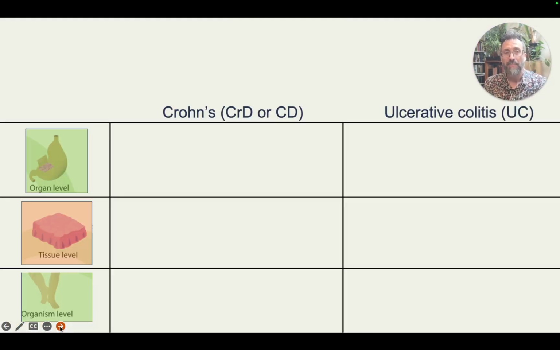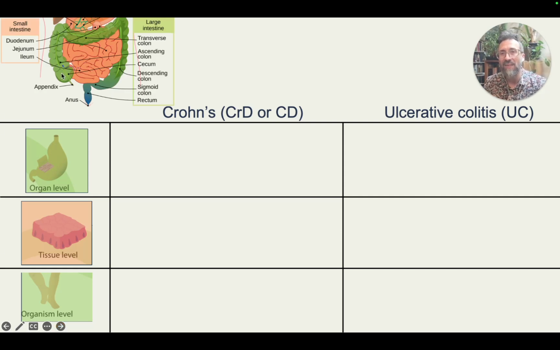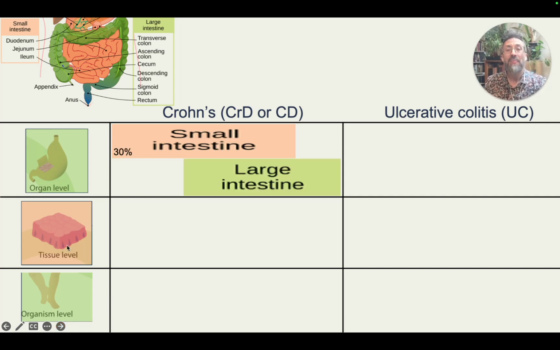Okay, I want to talk about more differences between Crohn's disease and ulcerative colitis at these different levels. And to help us here, I've got this other little illustration of the intestines right here. So Crohn's disease can be in the small intestine or in the large intestine. And 30% of the time, it's just in the small intestine. Usually in the ileum, the last part of the small intestine. 50% of the time, it's in the small intestine and the large intestine, and 20% of the time, it's just in the large intestine or the colon, and that's when we call it Crohn's colitis.